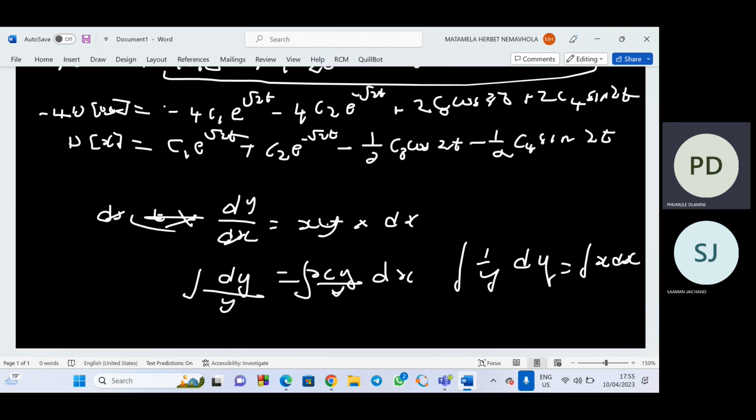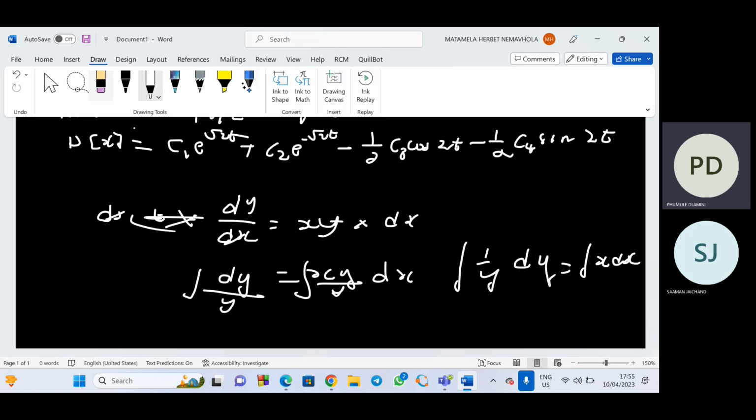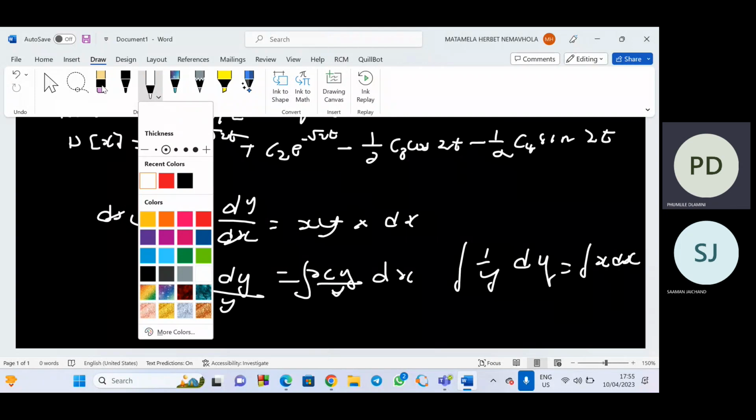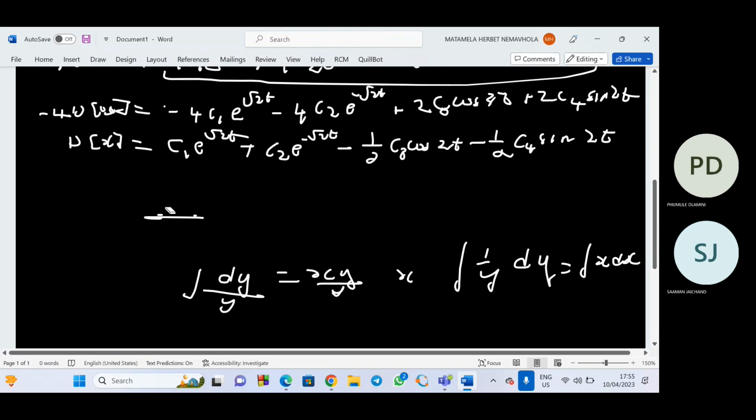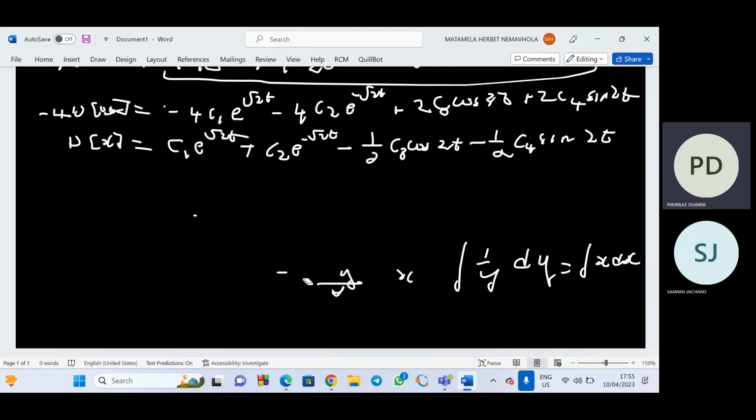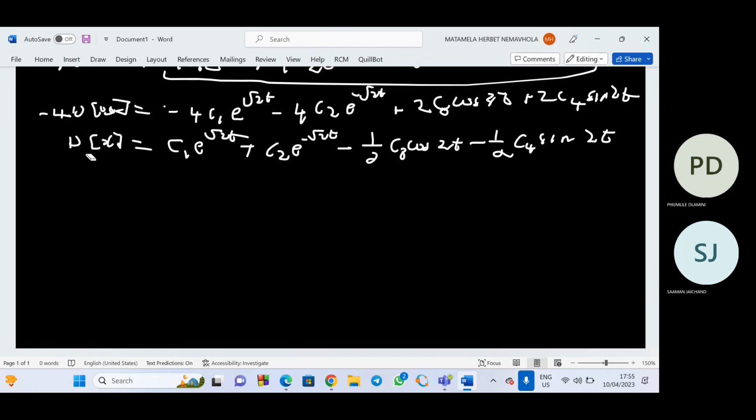So we use this method to get the answer for this one. So I'm going to erase this part here. When I erase this part, I'm going to solve this equation based on the same method that I just showed you now. Just give me 1 minute.